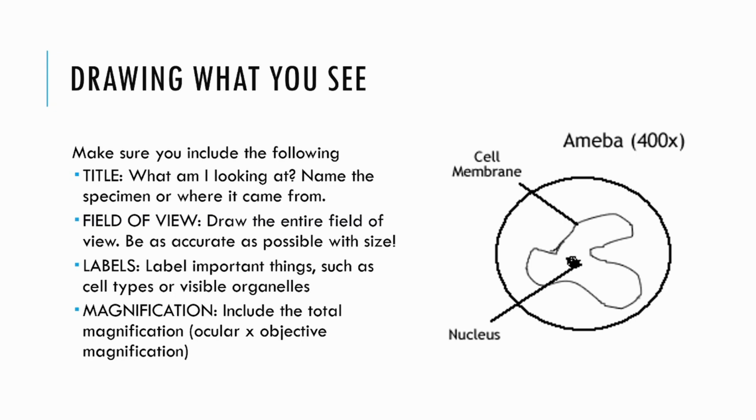For the field of view, our field of view is this circle here. You want to make sure you draw everything you can see in your field of view in its entirety and try to be accurate with size. Now, I understand that that will be a little bit difficult since we are doing this online and using images, but do it to the best of your ability. It's safe to assume that a cell is not going to take up the entire field of view. You're probably going to be able to fit many cells into the space.